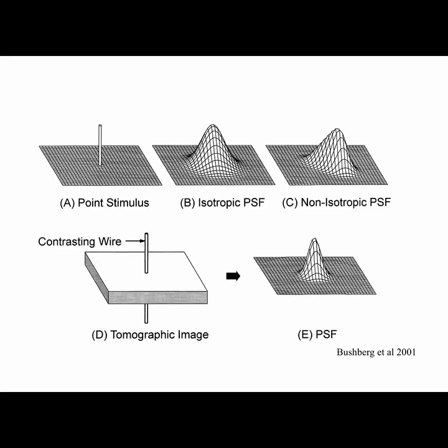So as Dr. McVeigh talked about, one way you might measure an impulse response is you could put just a little wire in, and this is an impulse in x and y. And so then you could look at what's called the PSF, or the point spread function. All right?